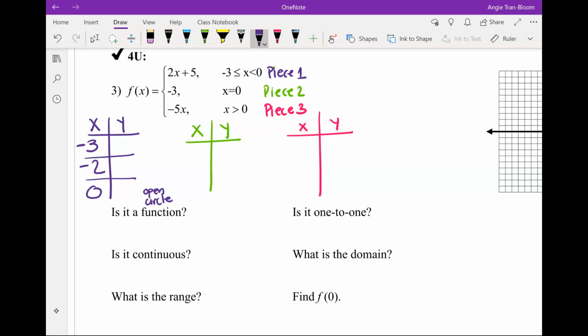All right, let's plug it in. At -3, what is your output? Hannah, what's your output for -3? When x is -3, what's the output for the first piece? I got -1. Yes, you are right. At -2, Slater, what is the output? First piece, okay? 1. Thank you. At 0, what is the output? 5. And we know it's an open circle.